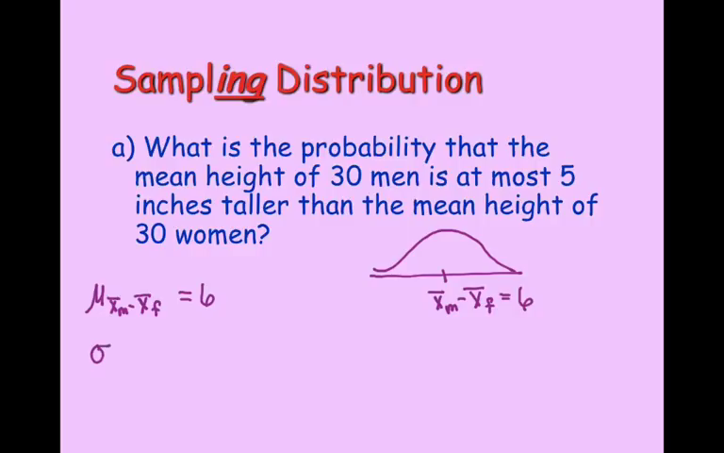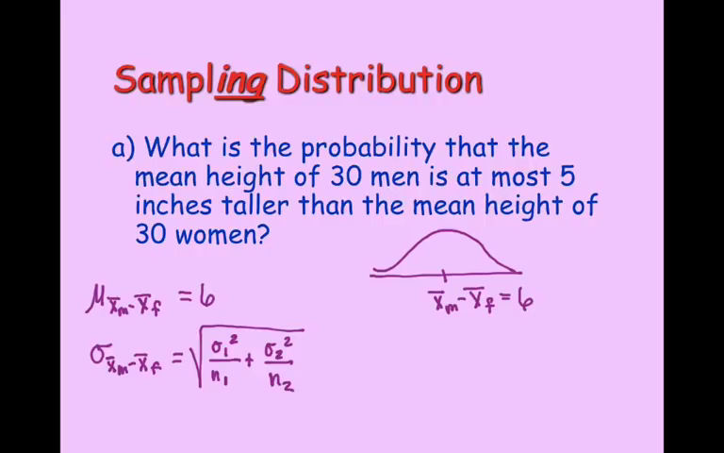But now we're looking for the standard deviation for X bar men minus X bar women. So this is a standard deviation of sample means. On your formula chart on page 5, you see the calculation is the standard deviation for the first population squared, or the variance, divided by the sample size, plus the variance for the second population divided by that sample size.